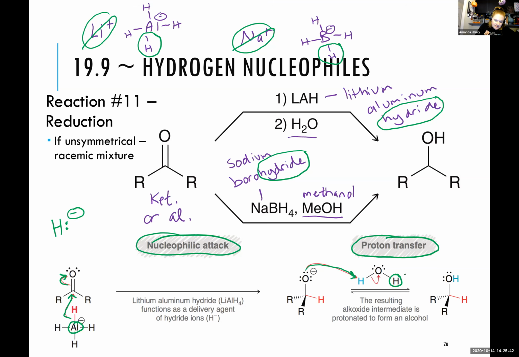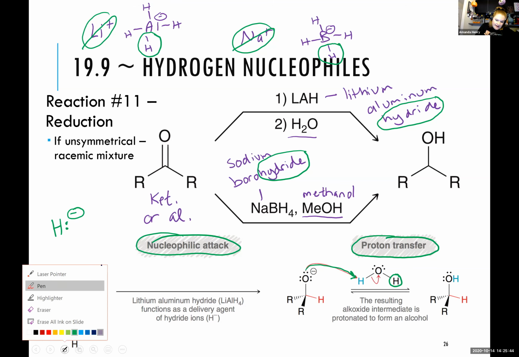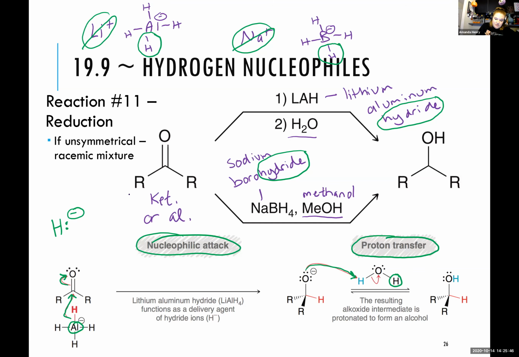One of the other things that the slide tells us about the reaction is that if we do start with an asymmetrical ketone, so it says if it's unsymmetrical, that's referring to the ketone, then we will get a racemic mixture. What does racemic mean? Both enantiomers? Yes, we will get both enantiomers.